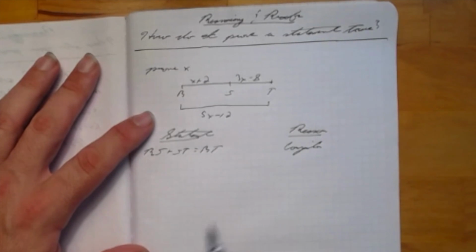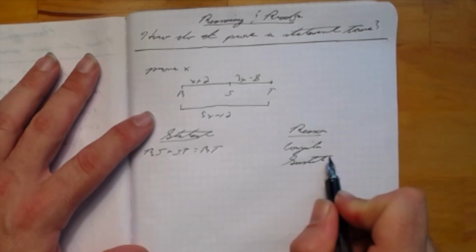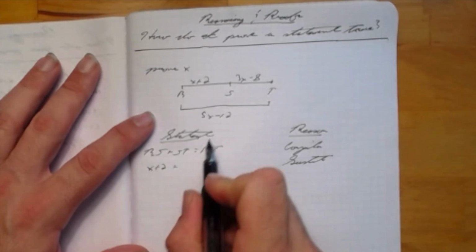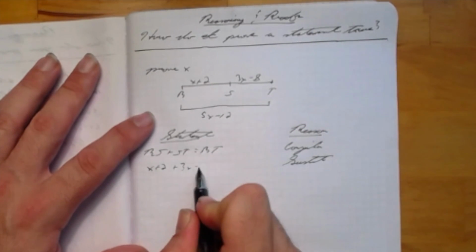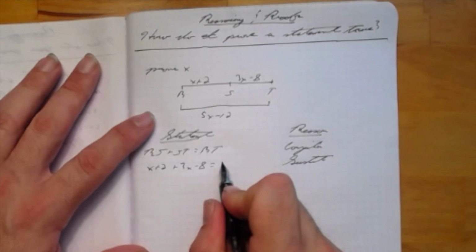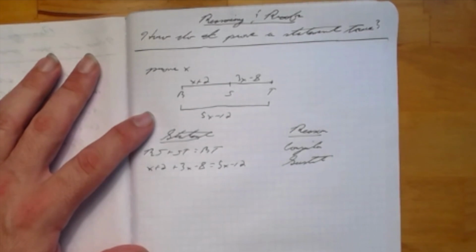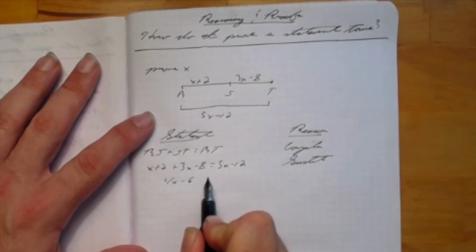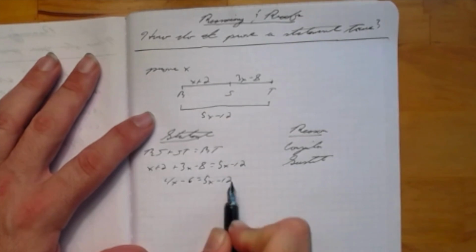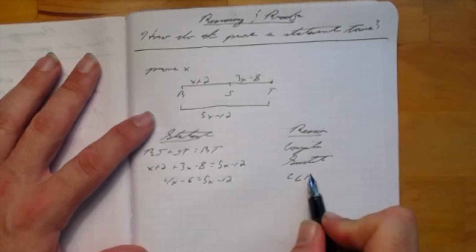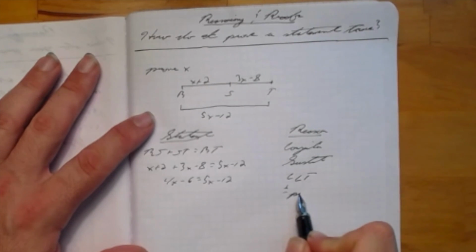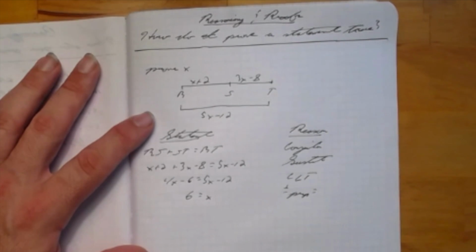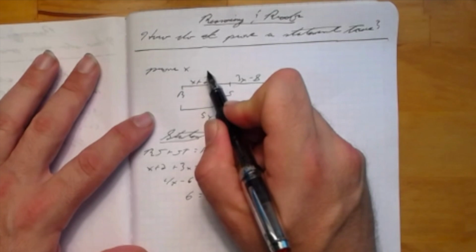So I'm going to substitute values. RS is equal to x plus 2, and ST is equal to 3x minus 8, and RT is said to be equal to 5x minus 12. If I combine my like terms, I get 4x minus 6 is equal to 5x minus 12, and all I'm doing is combining like terms. I'm going to use the addition and subtraction properties of equality to go ahead and get x is equal to 6.